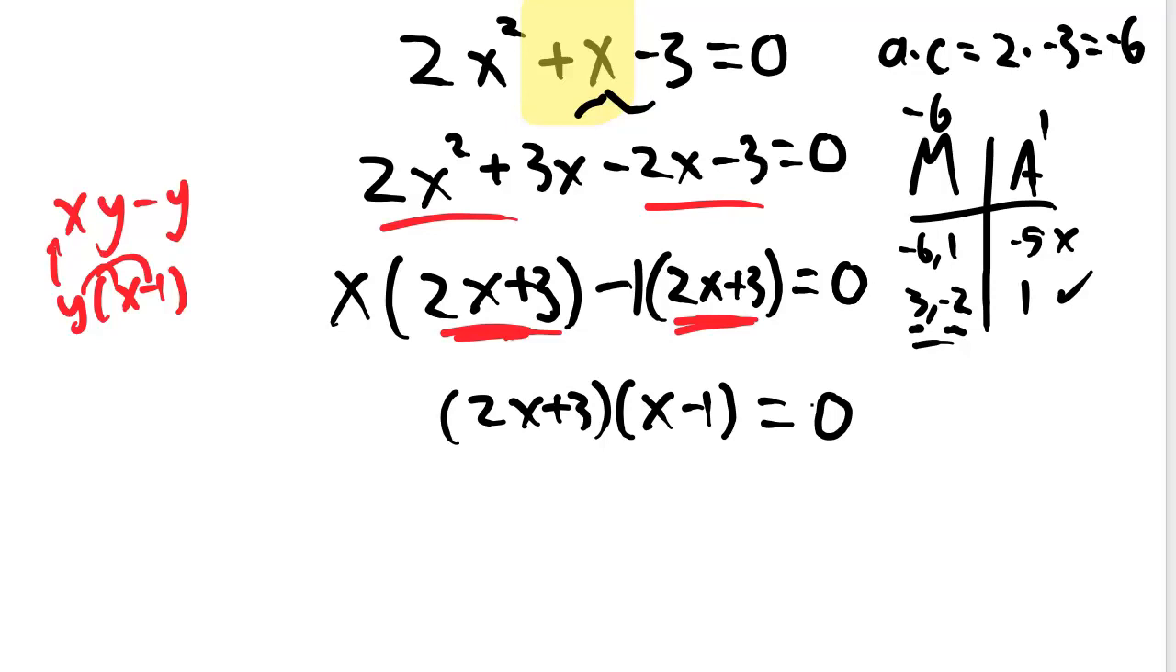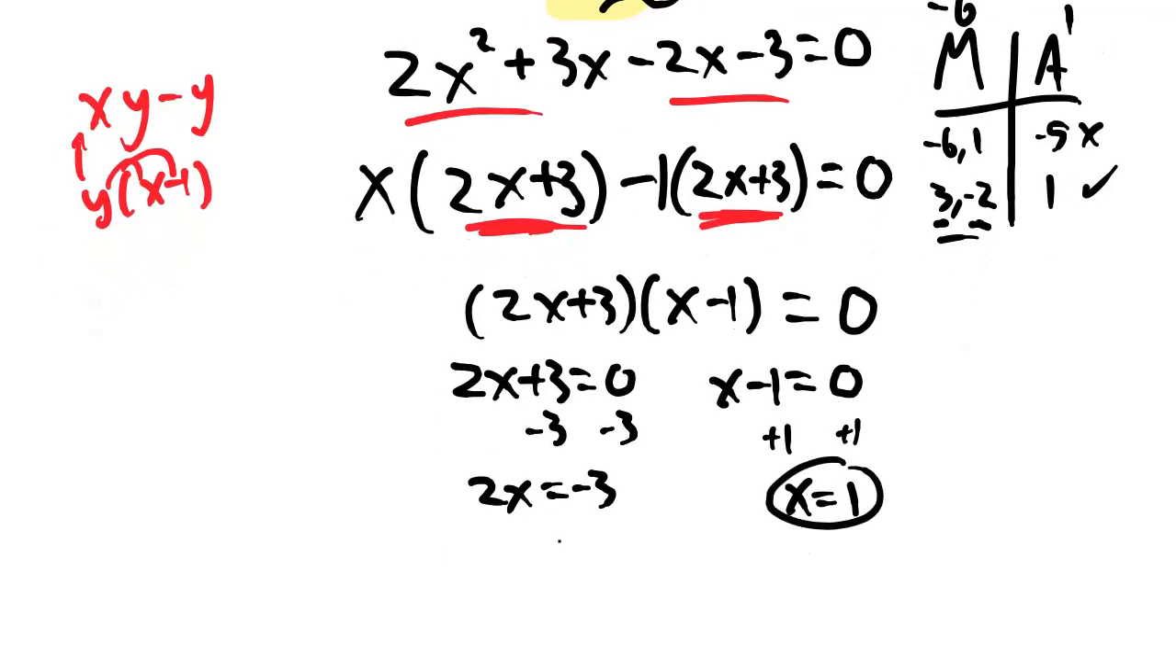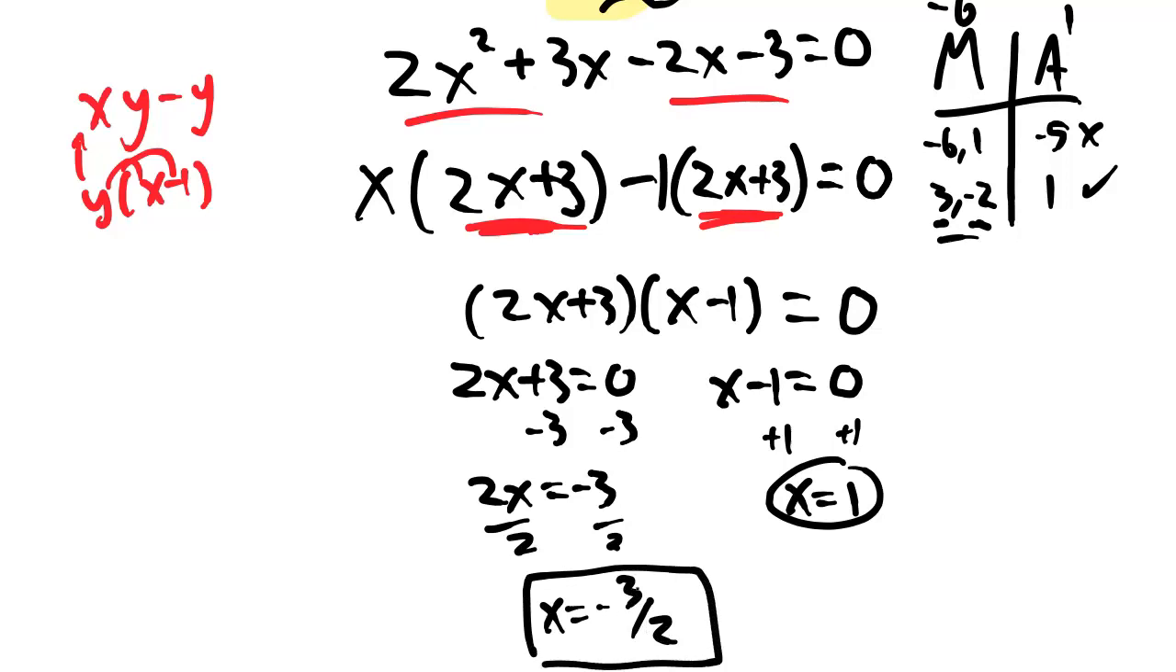Now, once I've got the factored form, the purpose of putting it into the factored form is that now I set each of them equal to 0. Okay, so then I solve this one by subtracting 3. 2x equals negative 3, plus 1 to both sides, x equals 1. And that's one of the solutions: x equals 1. The other one, I've got to divide by 2. So x equals negative 3 halves. If you like decimals, you could call it negative 1.5. We're good. We got our two solutions.